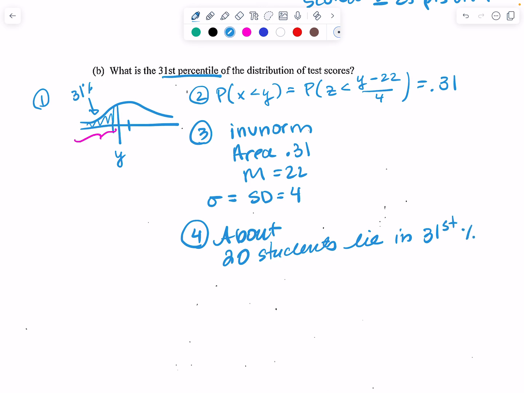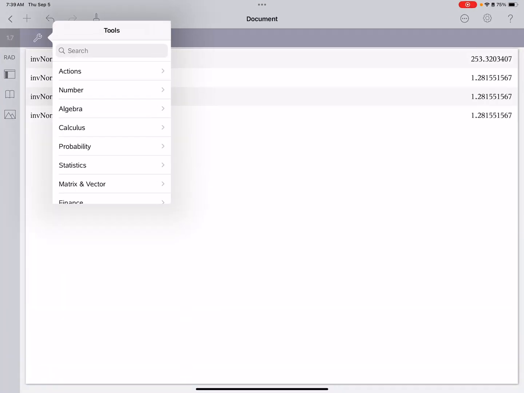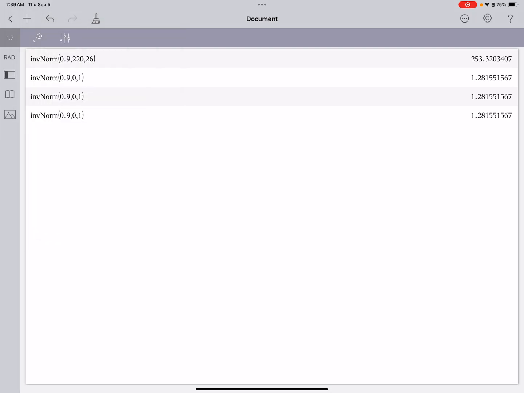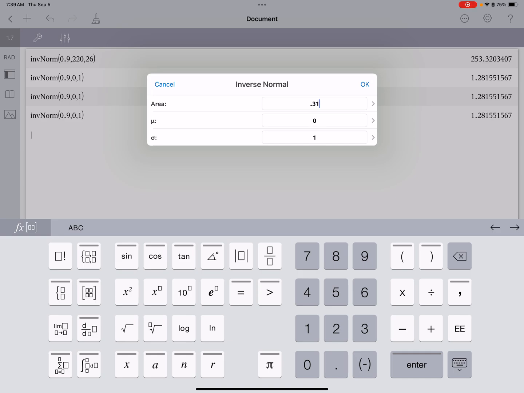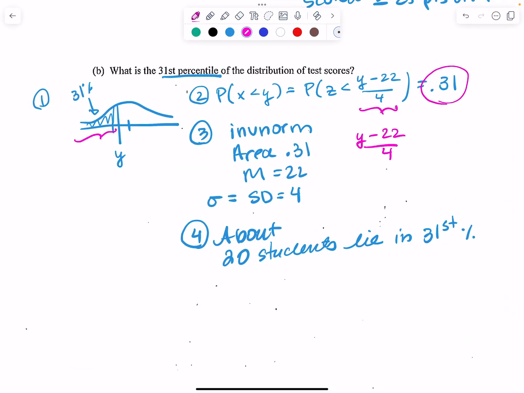If you did this by hand, because if you're grading someone that did it by hand, the way you're going to have to make sure you do is that you're going to have to first of all find y minus 22 over 4, and you're going to have to find the z-score for 31%. So to find the z-score for 31%, let me go ahead and show you how to do that. You go inverse norm, so menu, stat, distribution, inverse norm, and you would do, okay, 31%. Or you could do it on your chart, and you get negative 0.495. So that's going to be negative 0.495.